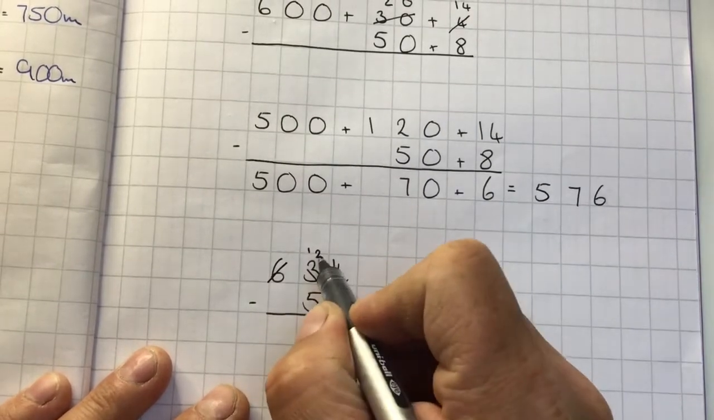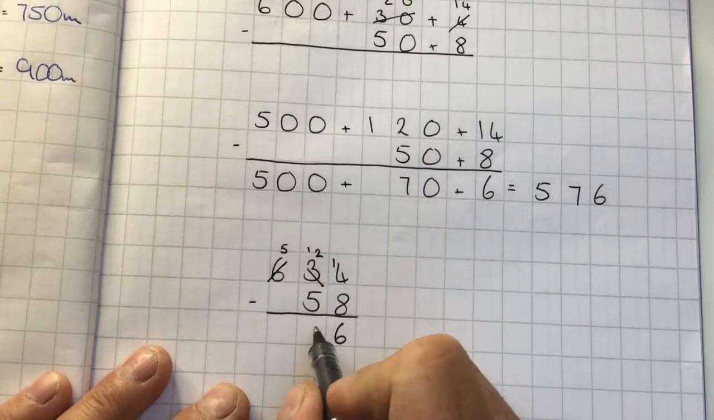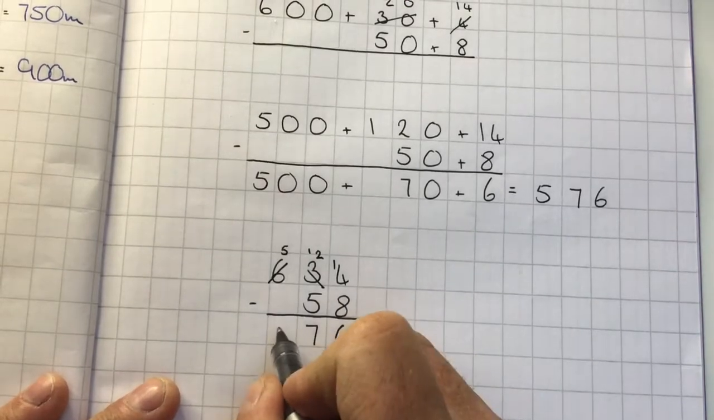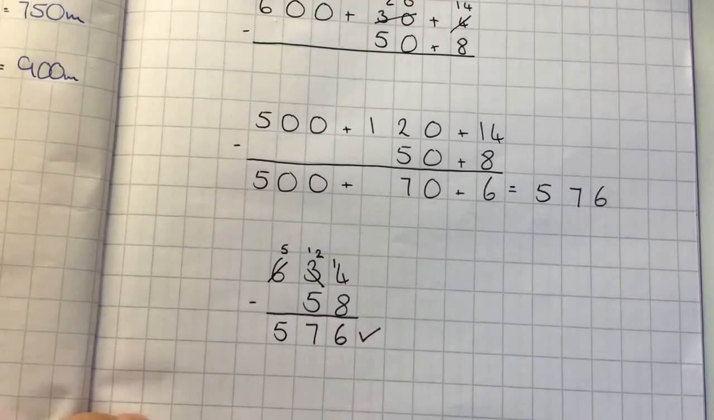And put it in there. That becomes 12 take away 5. This becomes 5. 12 take away 5 gives us 7. 5 take away, boom boom, there's nothing there, gives us 576. Clever boy, Mr. Hayes.